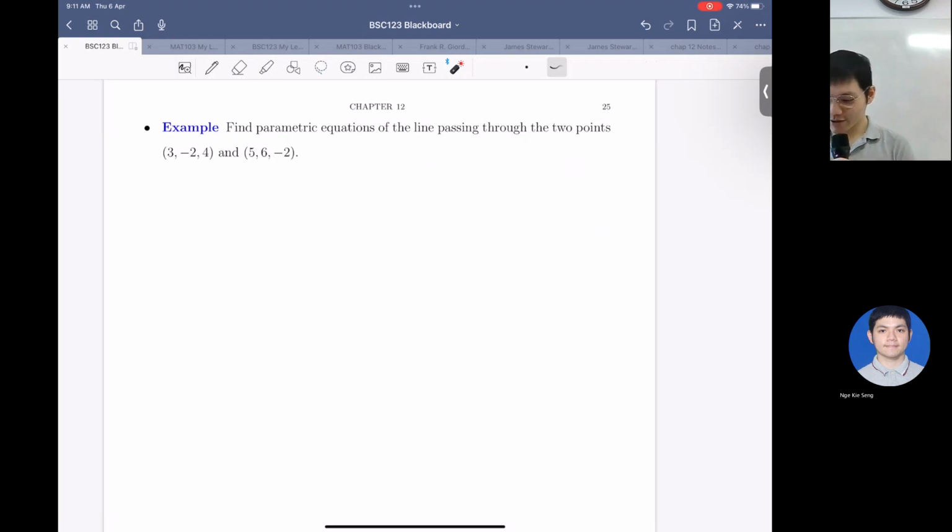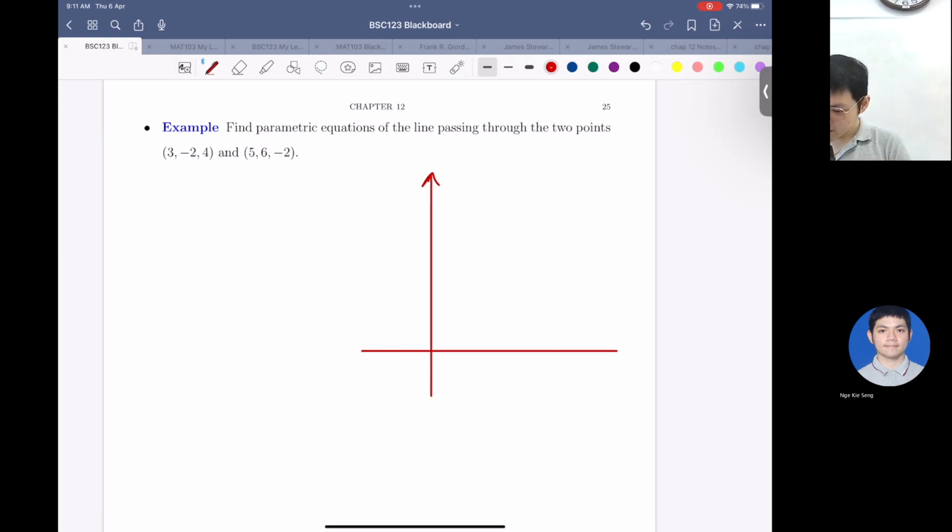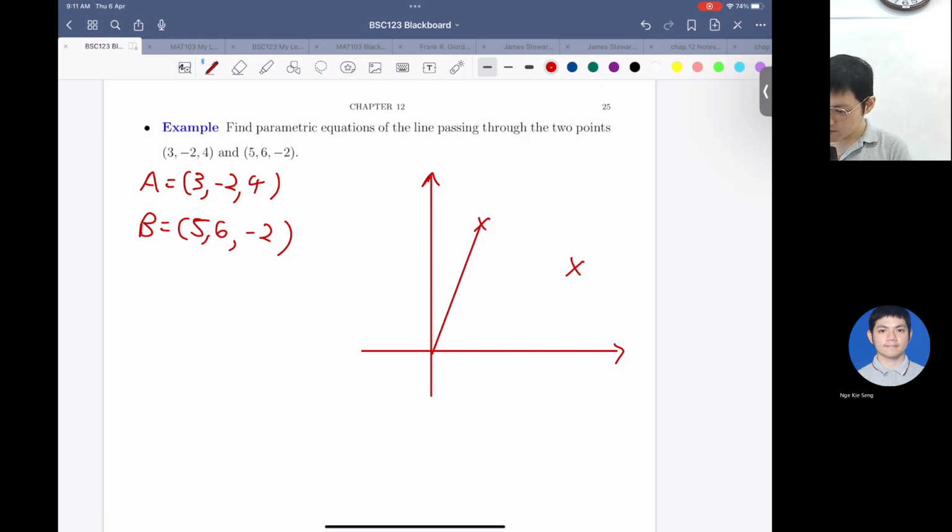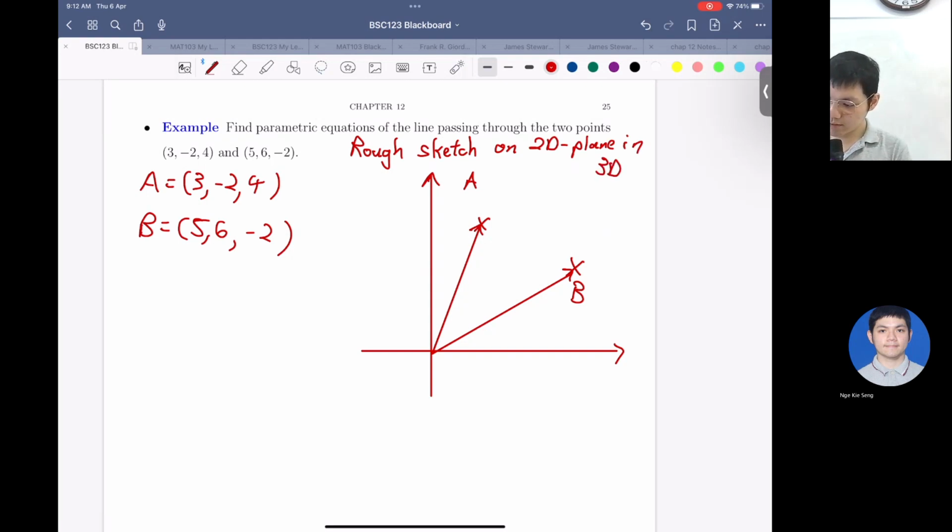Let us take a step back. Let's name this point A as (3, -2, 4), and B is equal to (5, 6, -2). Just sketching, let's call this A and let's call this B. Because this is 3D, this is just a rough sketch on a 2D plane in 3D, so don't be fooled by this picture here. So how to find the vector between A and B?